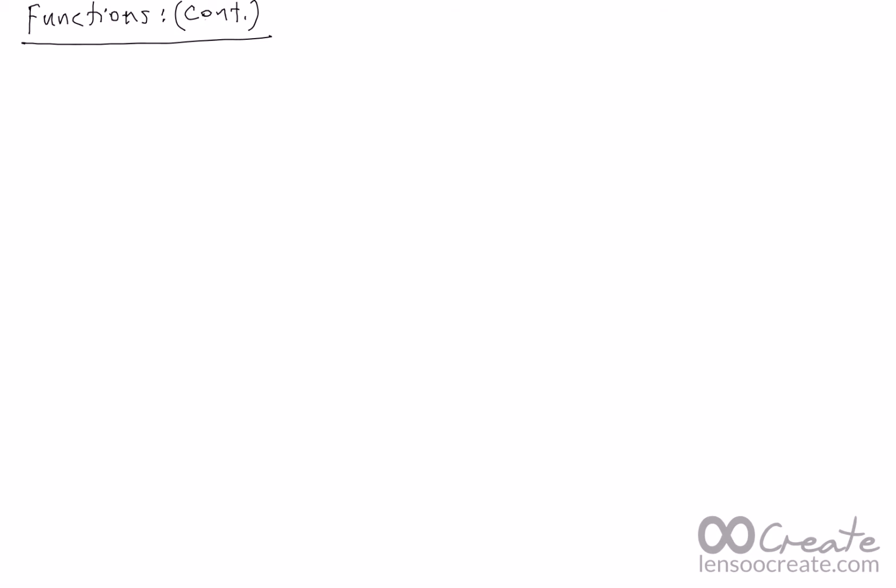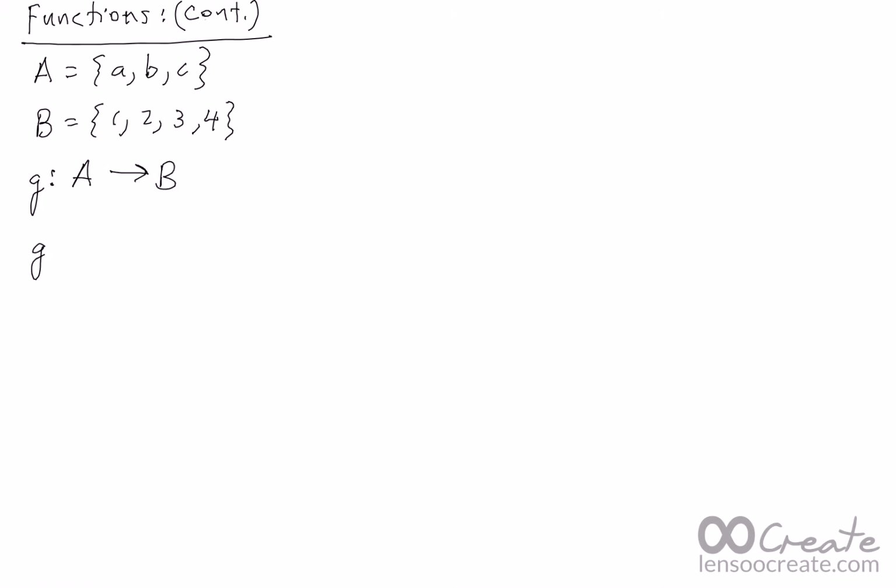Okay, here's a continuation of the basic lessons on functions. In the previous video, I had two sets, A and B. I had the set B, which was 1, 2, 3, 4. And I had the function G, which mapped A to B. I defined function G by specifying how it acts on every single element of the domain, which includes the elements a, b, and c.